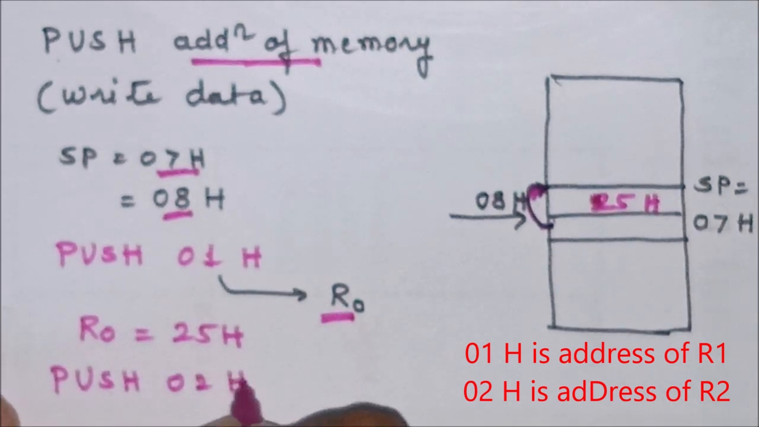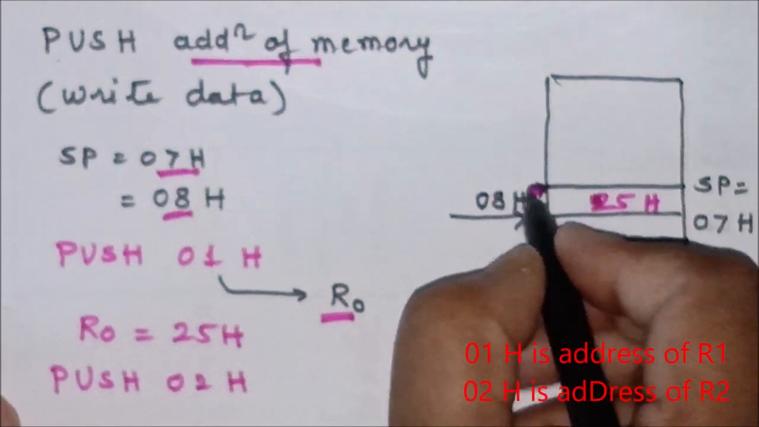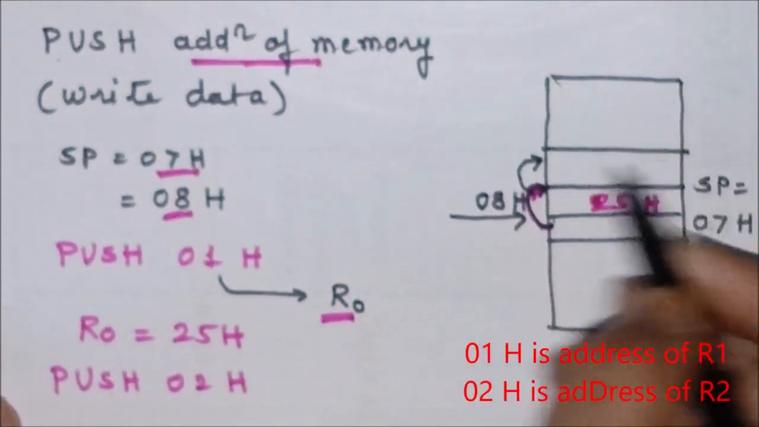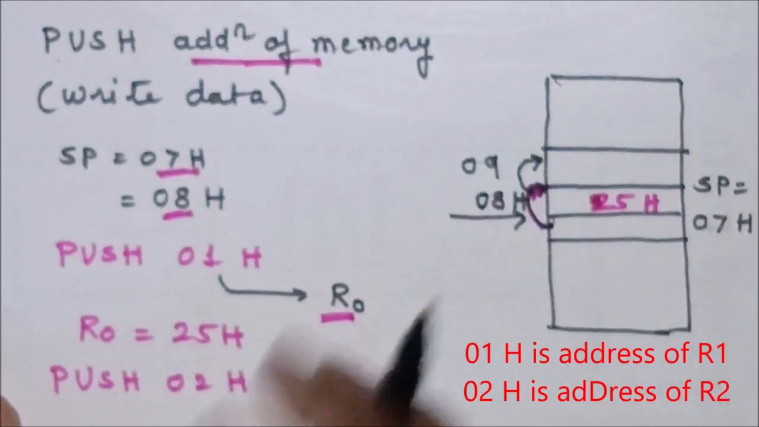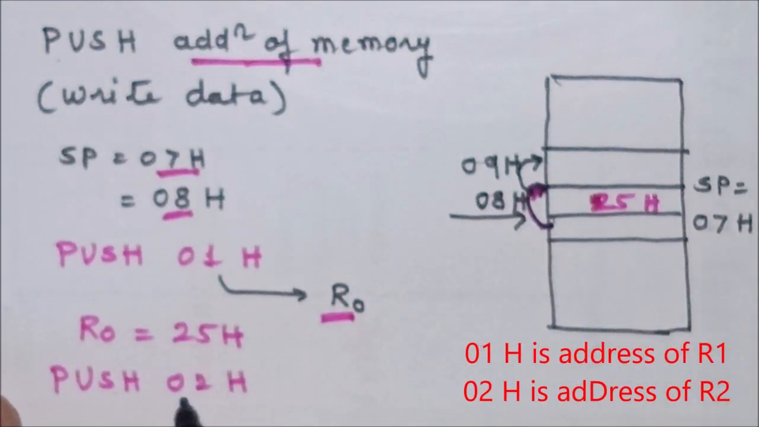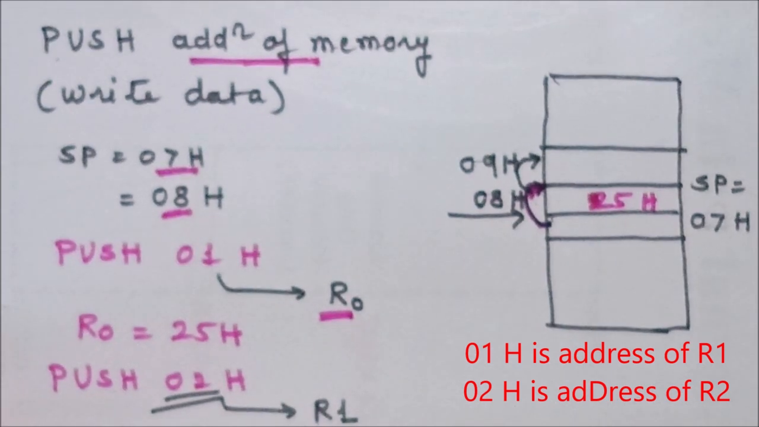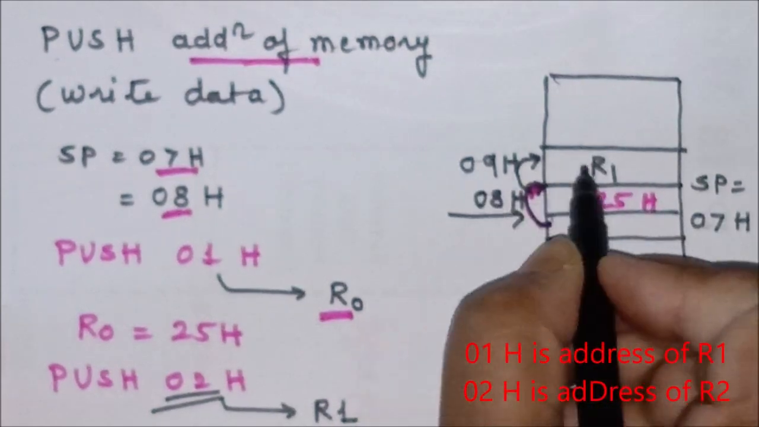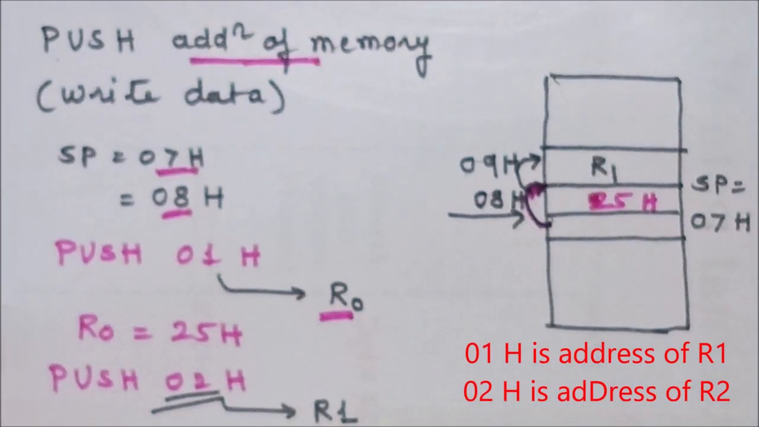Now the stack pointer is pointing to a new position, that is 08H, and suppose I write the instruction PUSH 02H now. So what will the microcontroller do? It will increment the stack pointer by 1. So the stack pointer will point to memory location 09H, and it will push the contents of the 02H memory location. 02H is the address of register R1. So it will push the contents of R1 at memory location 09H.